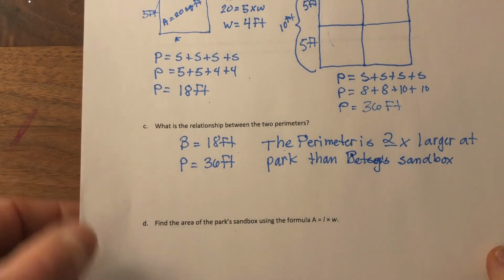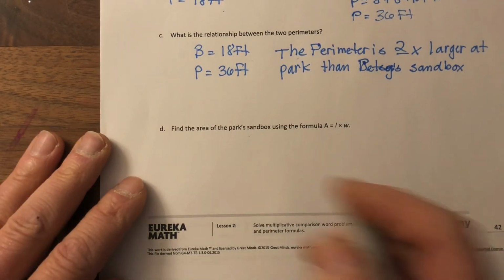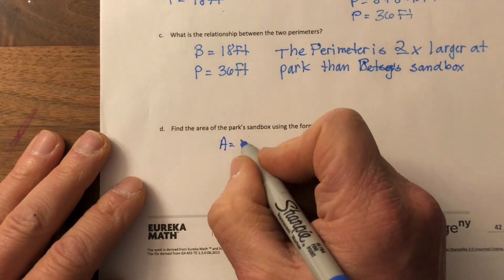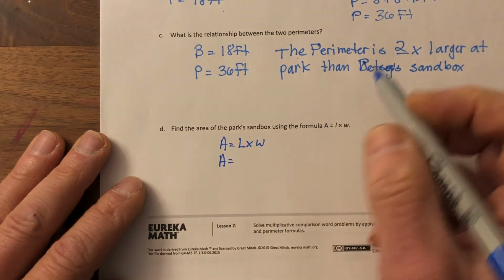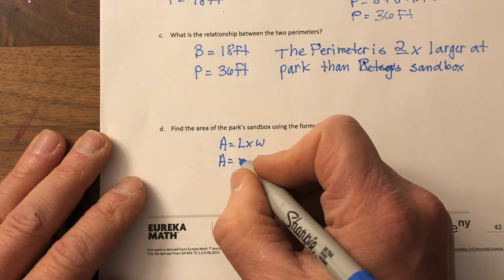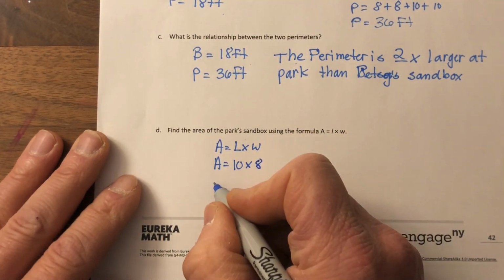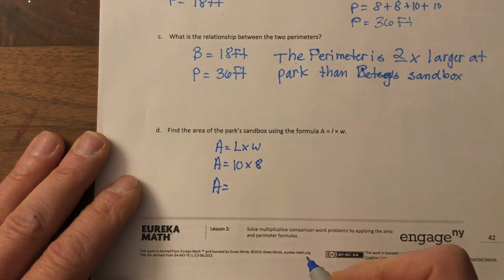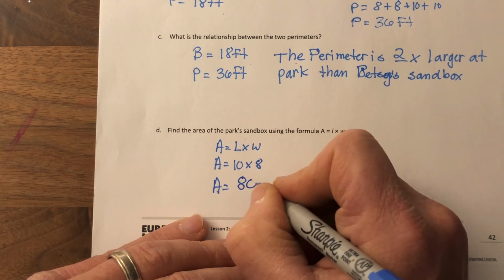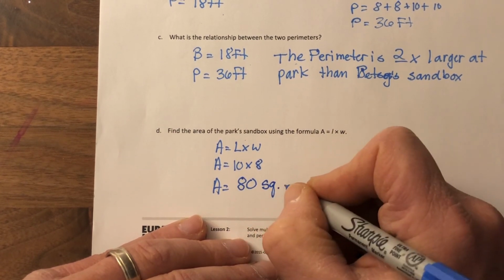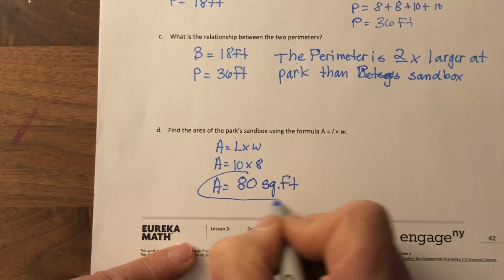All right, over here is find the area of the park sandbox using the area equals length times width, okay? So area is equal to L times W. So area is equal, my length, let's see, is 10 times 8. Oh, I know that one right away. So area is equal to, what's 10 times 8? You guessed it, that would be 80 square feet. Good, the area is 80 square feet. Nice job, there it is.